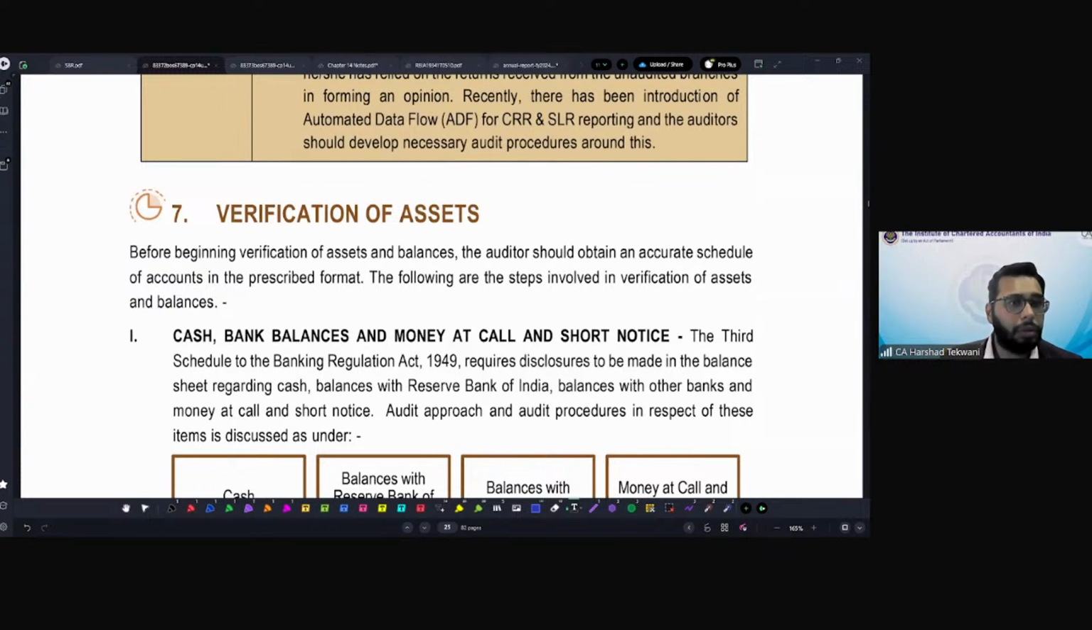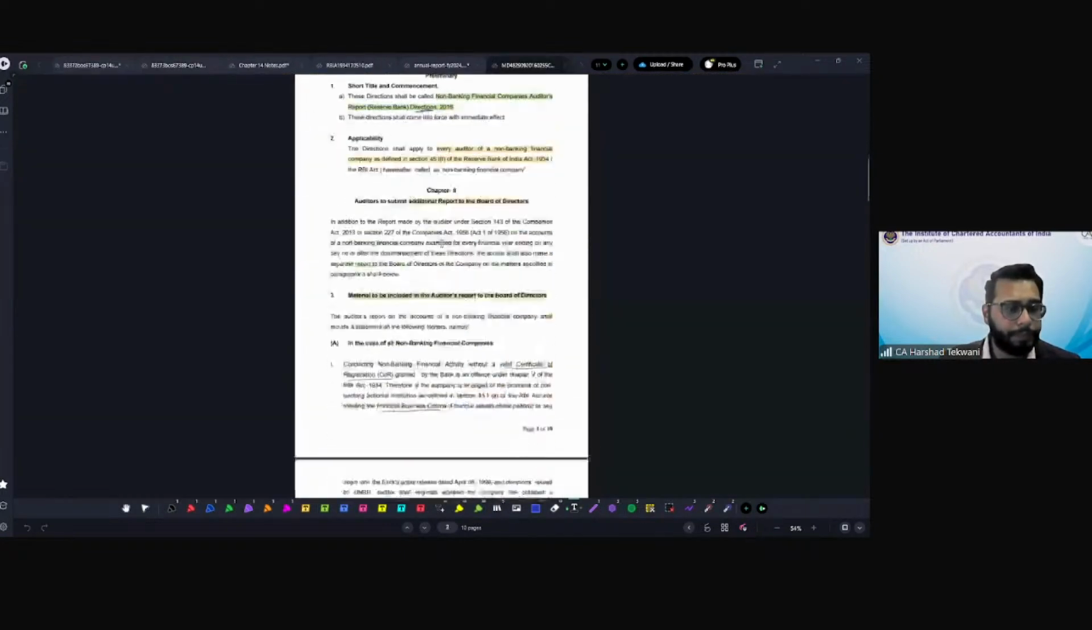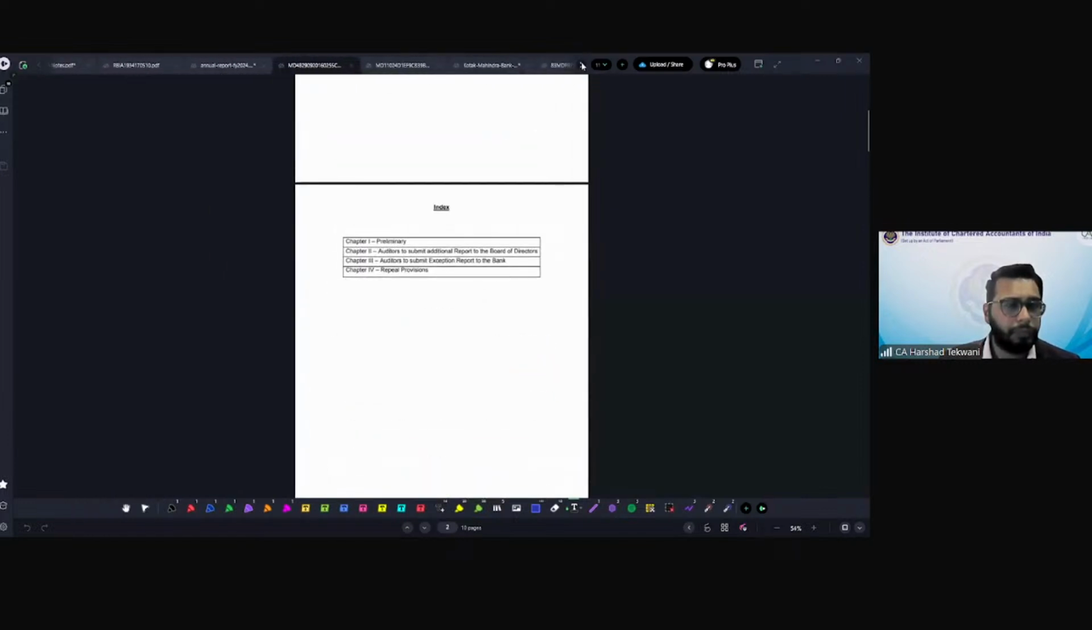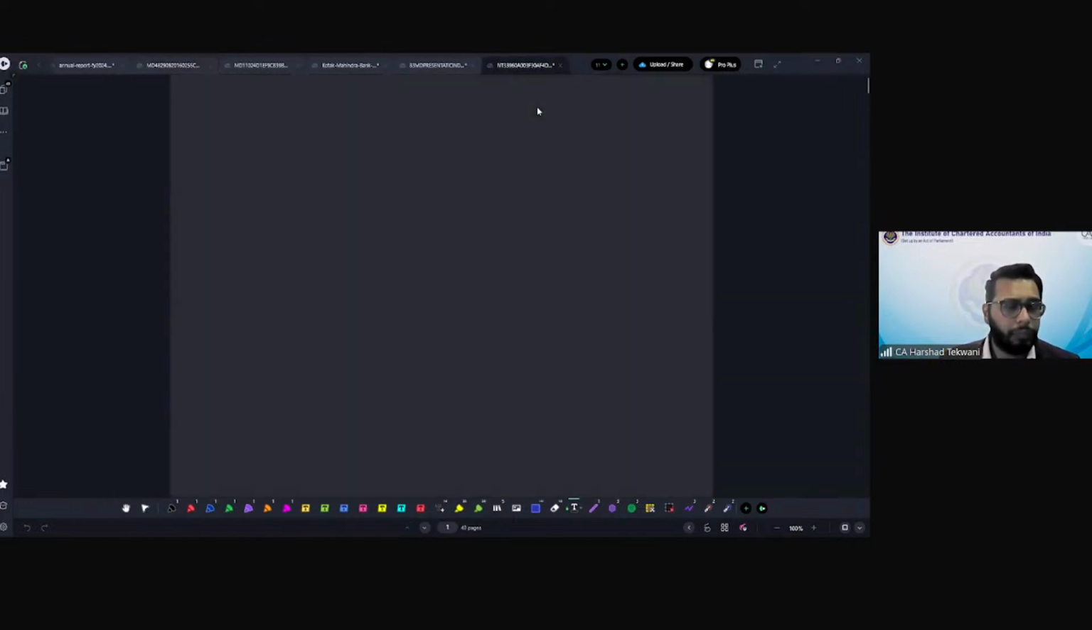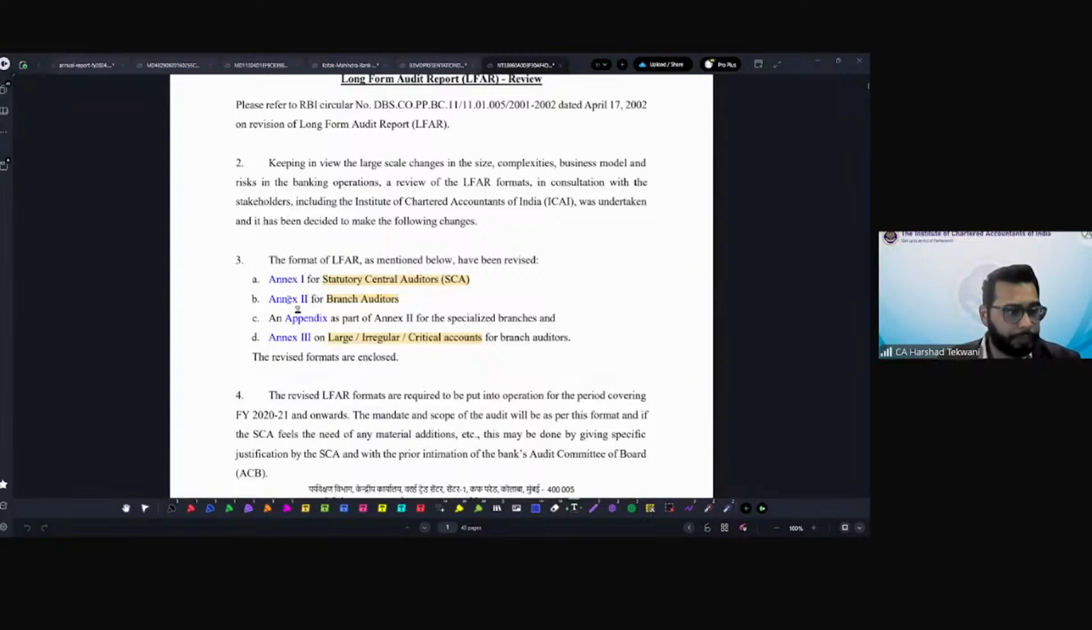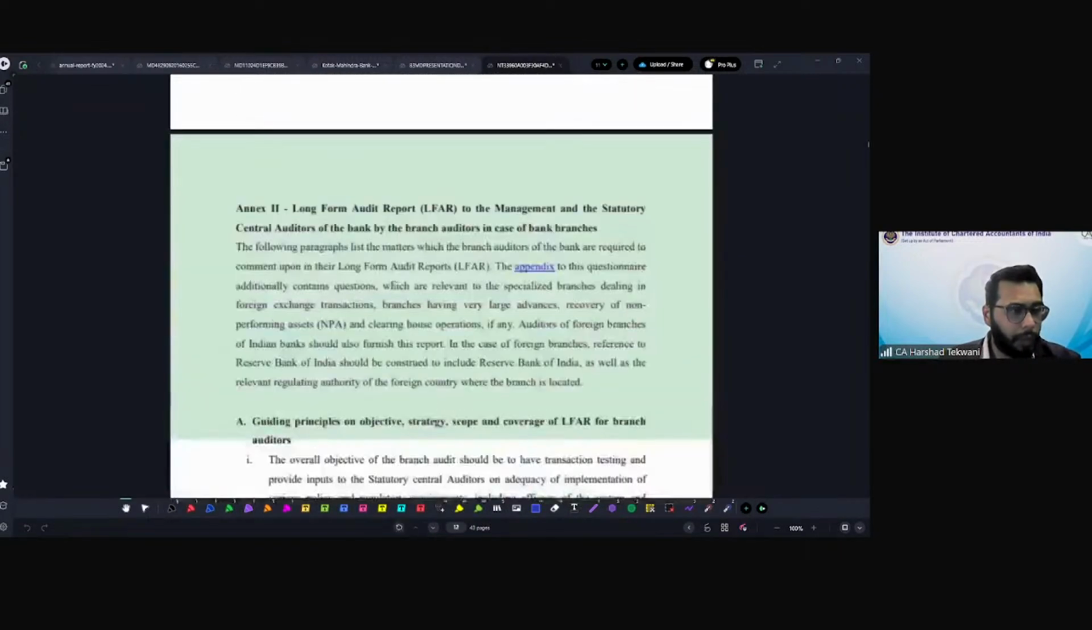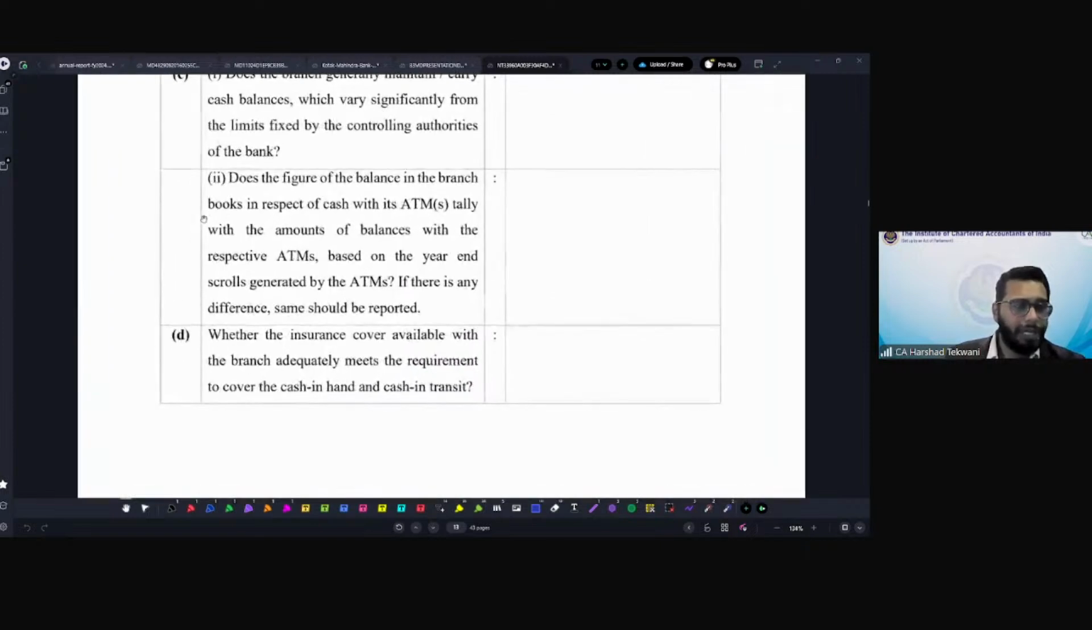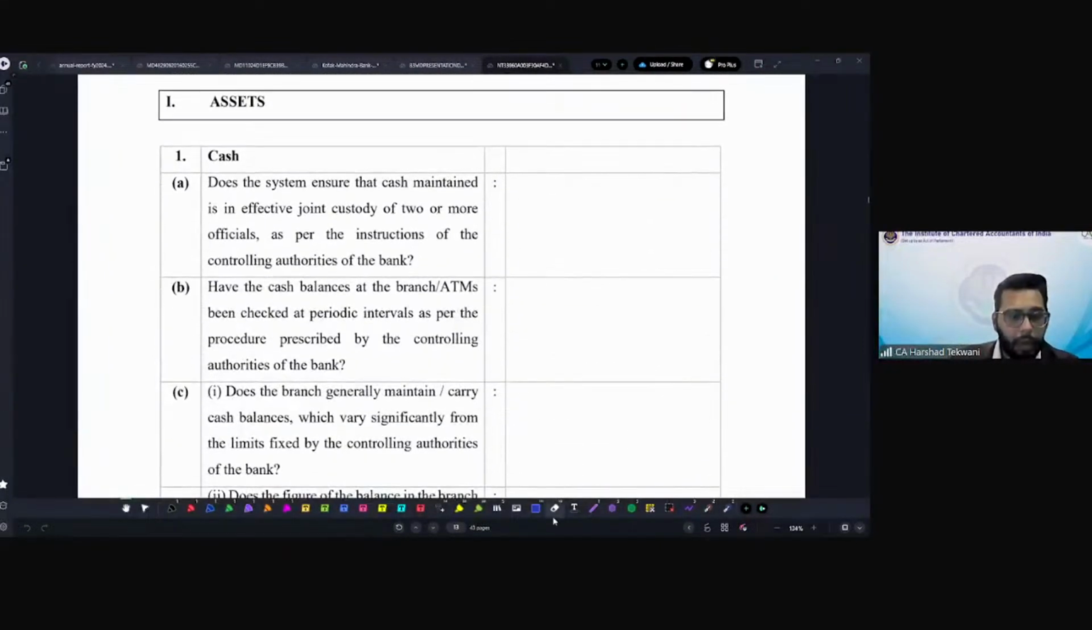So, I'll go to the report. Okay. Now, when it comes to cash, see what the auditor is required to report over here. Does the system ensure that the cash maintained is in effective joint custody of two or more officials as per the instructions of the controlling authorities of the bank? Means, first of all, you need to verify whether there is a joint custody of two or more officials or not.